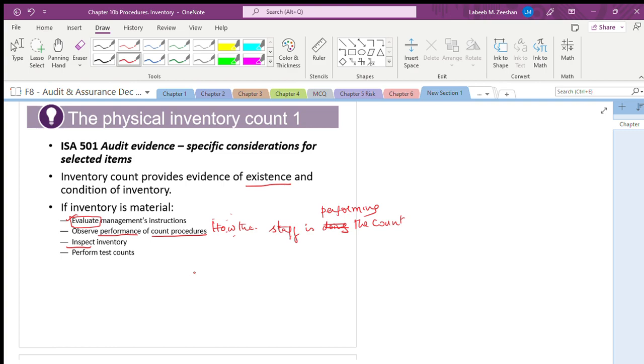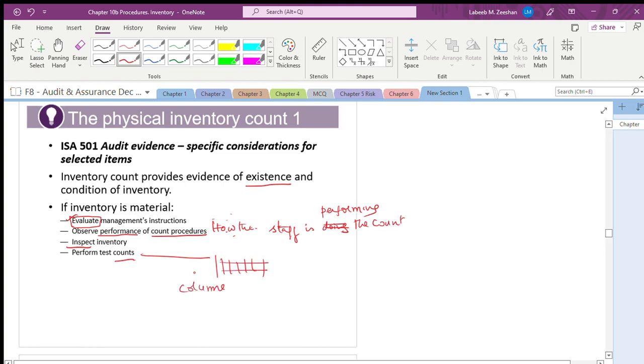Then you have to see the register. In the register, you have 5 items, and physically, you should have 5 items. Perform test counts in terms of columns, and perform test counts in terms of rows. The end value should match. The physical inventory count is very, very crucial.